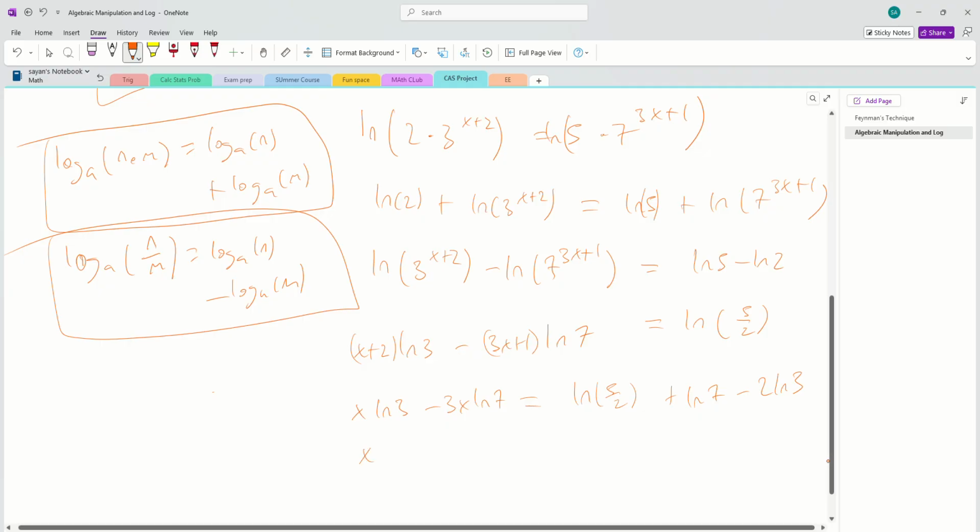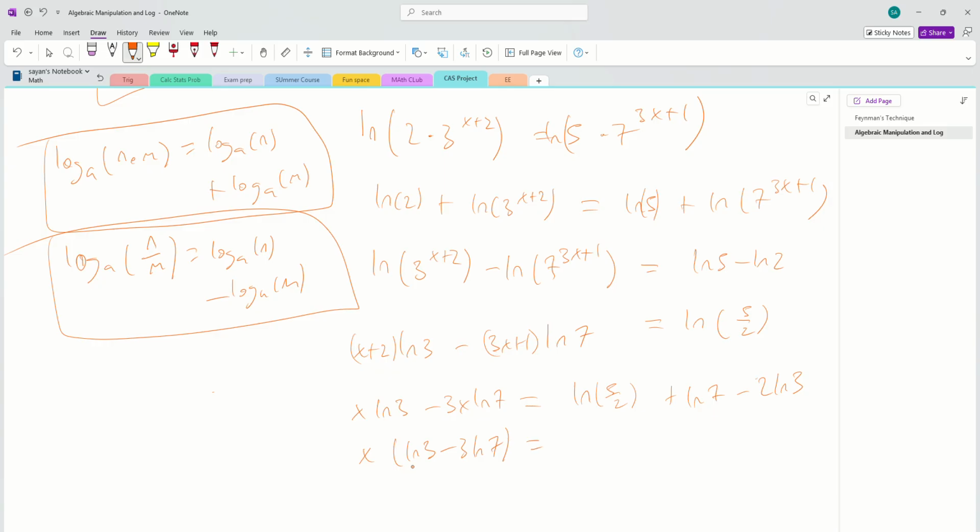Okay, now we can factor out x. So then, sorry, if I factor out x, we'll get ln 3 minus 3 ln 7 is equal to, now we gotta put this guy back in here, right? So that'll become ln 9. So then we'll have ln 35, because I'm multiplying 5 and 7, and then I'm multiplying 9 and 2, which would give me 18.